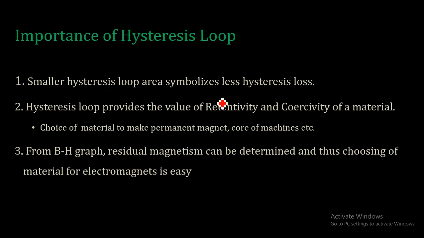Now what is the importance of this hysteresis loop? The area of the hysteresis loop gives the hysteresis loss, which is a part of the iron losses. So you can find out the hysteresis loss from the hysteresis loop area. If you have a larger area, your hysteresis loss will also be larger. It also provides the value of retentivity and coercivity of the material. And from the BH graph, we are able to find out the residual magnetism, which can be helpful in choosing magnet materials for electromagnets. So these are some of the applications or importance of the hysteresis loop.